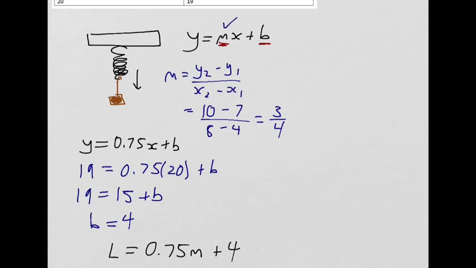This 0.75 means what in context of the problem? That it stretches 3/4 as much as the weight is. Remember, slope represents some kind of rate. So this is how many centimeters it stretches per gram. It stretches 0.75 centimeters every gram that you add. And the 4 would represent the initial length of the spring with no mass on it. Got that? Okay, you'll have a problem in your textbook just like this. So I want to make sure you guys are clear on that.